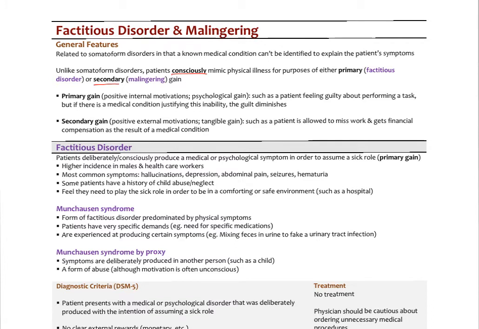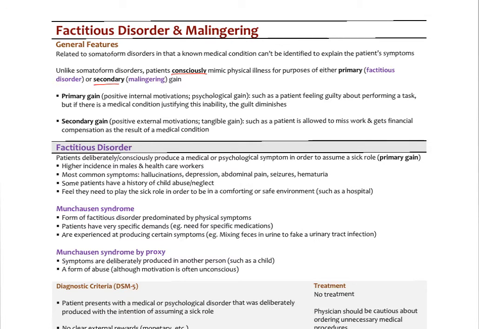So primary gain really means that they have positive internal motivations, psychological gain, such as the patient feels guilty about performing a task, but there's a medical condition justifying this inability, and so the guilt diminishes. So that's primary gain, so they try to avoid a behavior based on their medical condition. Secondary gain is positive external motivations or tangible gain, such as if a patient is allowed to miss work or gets financial compensation as a result of a medical condition. So they feign a headache in order to leave work, etc. So that's primary versus secondary gain.